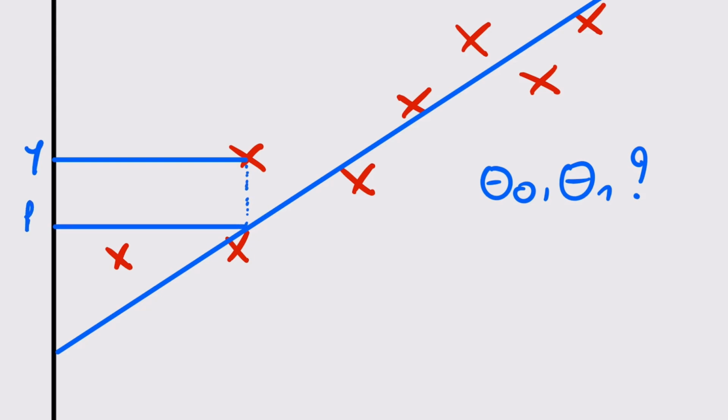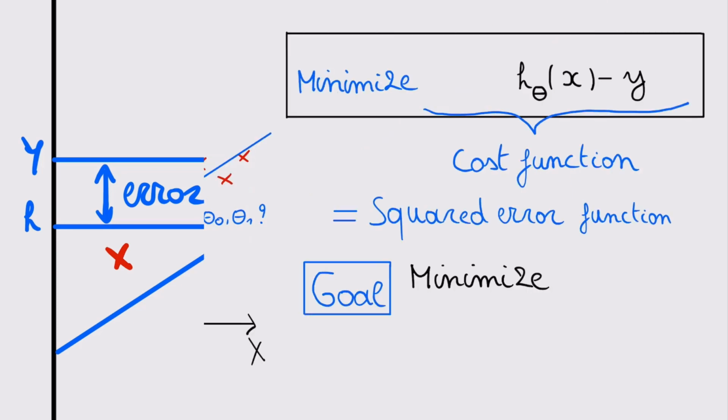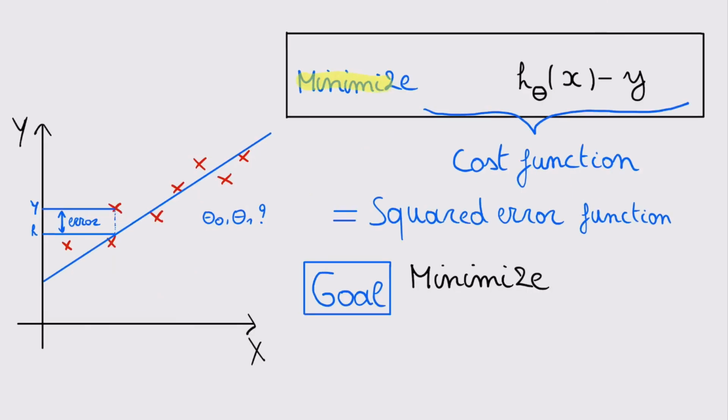In many cases, there is still an error between the predicted value and the real value. So the goal is to minimize the error between the hypothesis and the real value of the training examples, as this will guide us to good values for theta 0 and theta 1. We will express this minimization problem with a formula. We want to minimize the total error of all training examples.